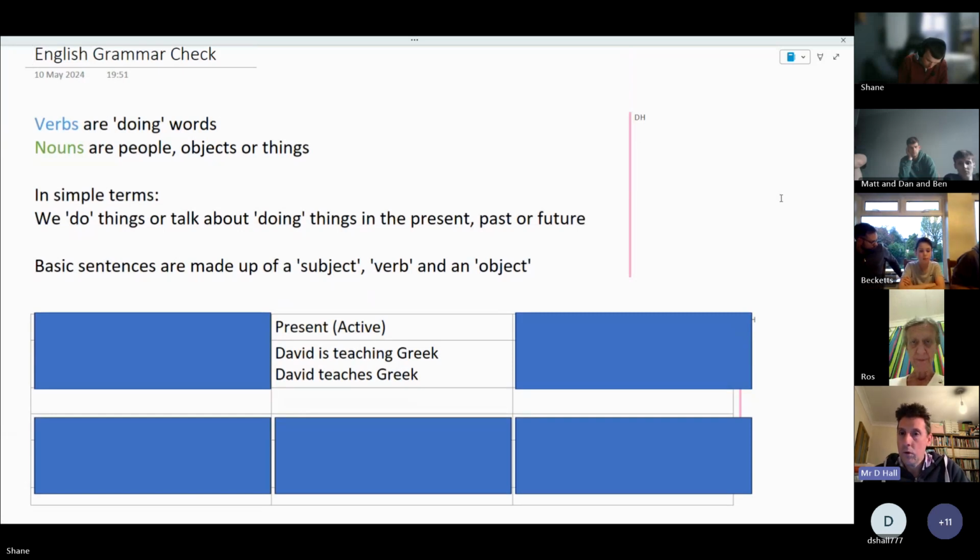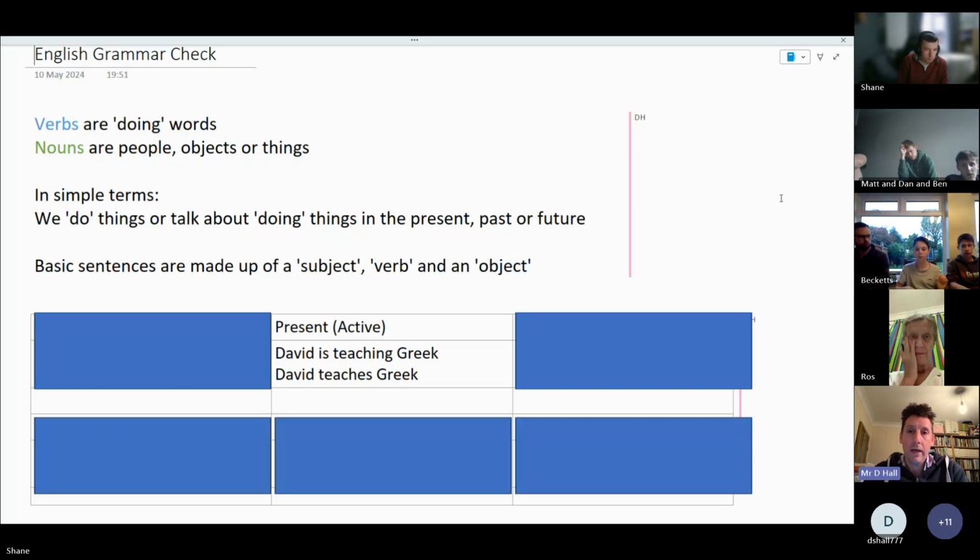So when we talk, when we read, when we write things down, we talk about doing things, and those things have a kind of time reference. So I can talk about things that I'm doing at the moment, which is in the present. I can talk about things which I was doing before, which are in the past, and I can talk about things in the future, which I hope to do. So in a basic sense, we have the present tense, the past tense, and the future tense.